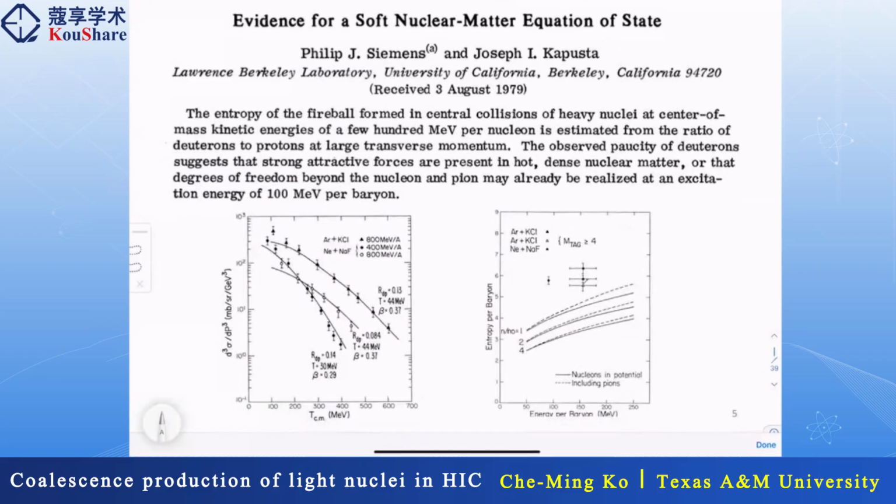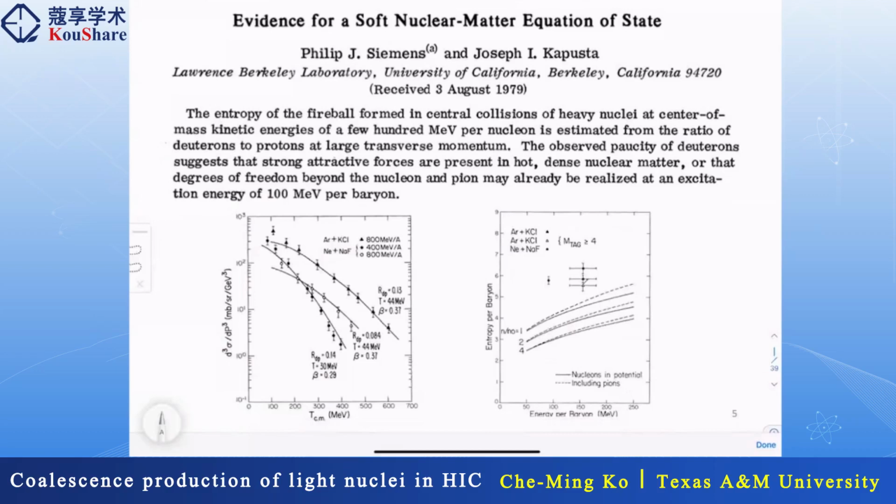And the measured entropy is large. Entropy about 6 units per baryon. Theoretically, use the normal nuclear state to give you something either 3 or 4, between 3 and 4, so lower. So the extra entropy produced during heavy ion collision at the Beverley, they claimed at the time.